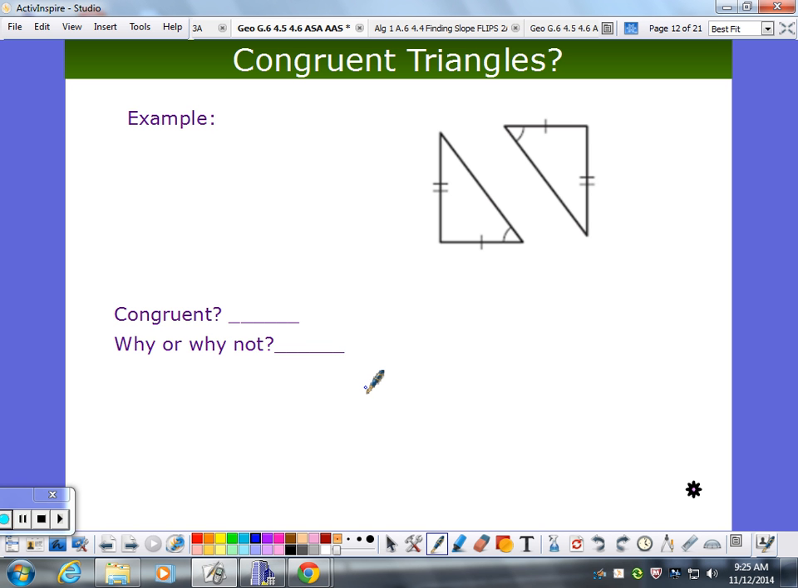Alright, what about this guy? I don't think I can mark anything else about it. Are these two things congruent? Why do you say that, Amy? Yeah, we've got a side angle. That's a no, because side angle is insufficient. Oh, that's not spelled right. Insufficient. Let's try it again. Insufficient to prove triangle congruence.